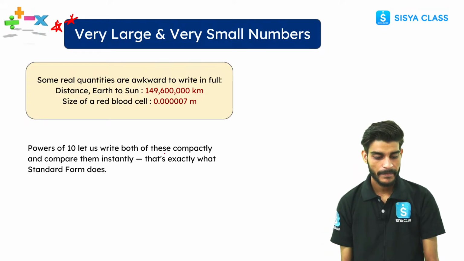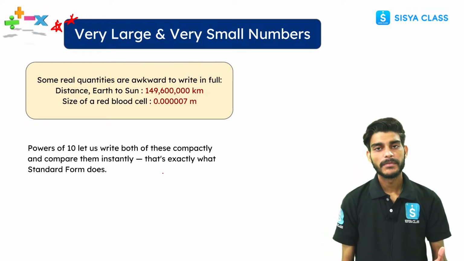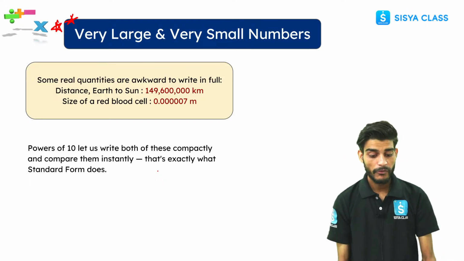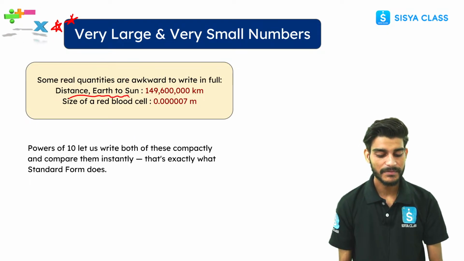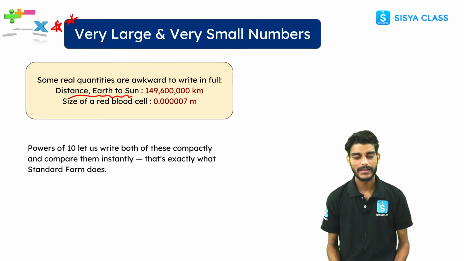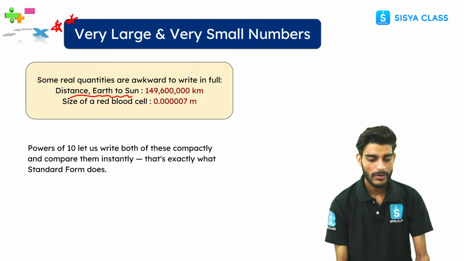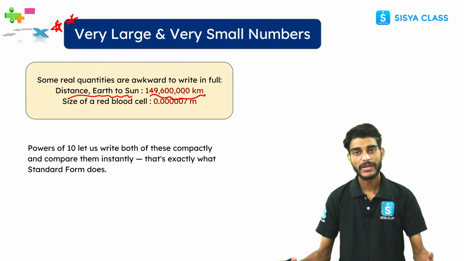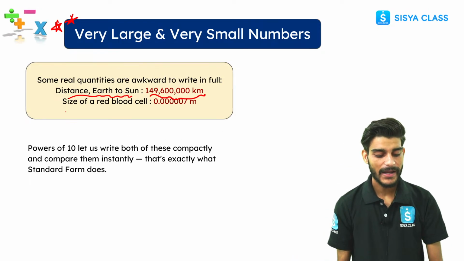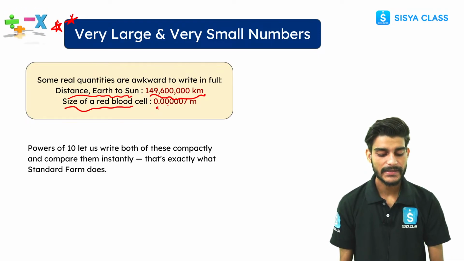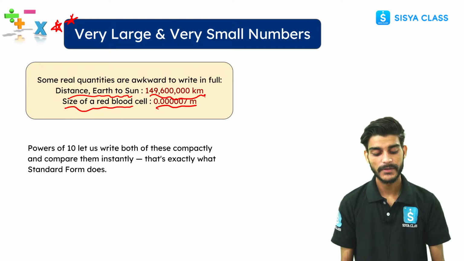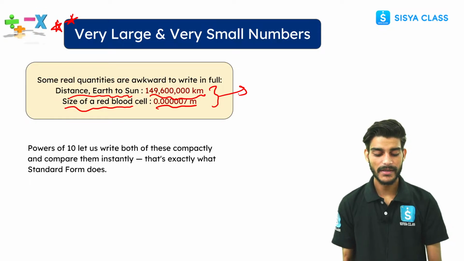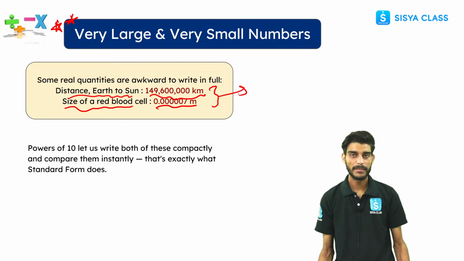Suppose we have a big number. Where do we see a big number, sir? Obviously, when you have to find the distance of Earth from the Sun, it's a very big number, right? So, should I write all the numbers? No. Suppose I'm given the size of a red blood cell, it's a very small number, right? So how to write these very large numbers and very small numbers? There will be some notation, right?